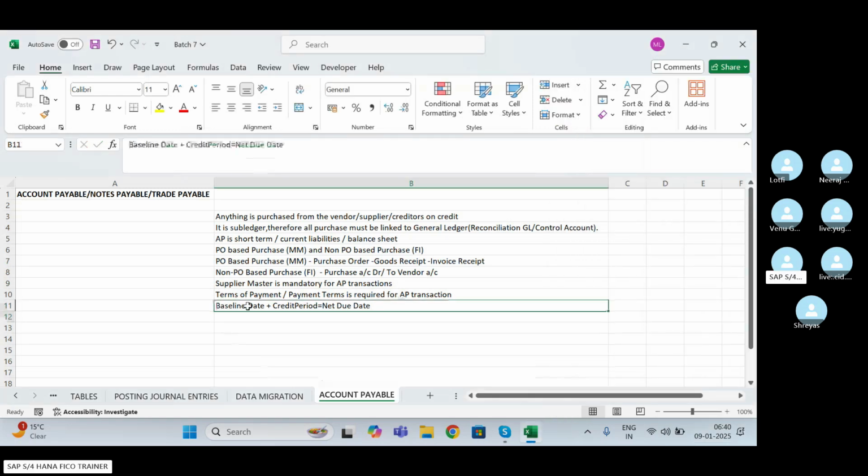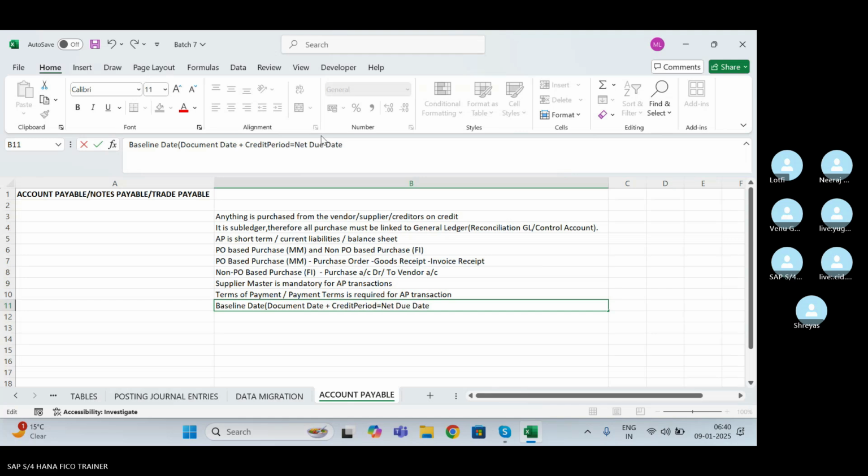In SAP, which date will be considered as the baseline date? There is something called the document date. Either you can consider the document date as the baseline date, or the posting date. You can consider the posting date, you can consider the entry date, or whatever you want to enter, that is called no default.